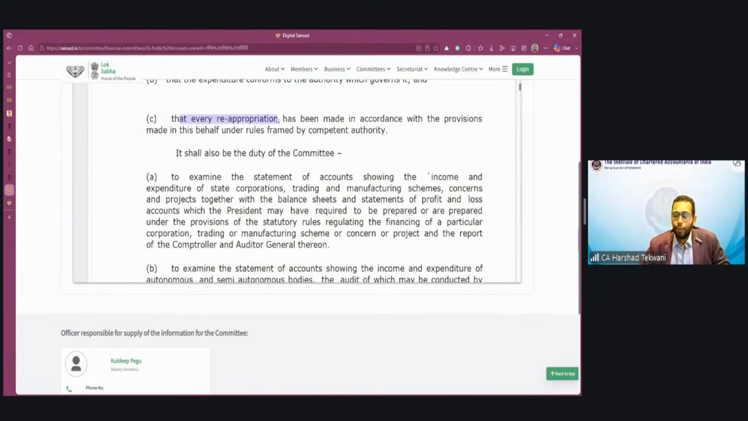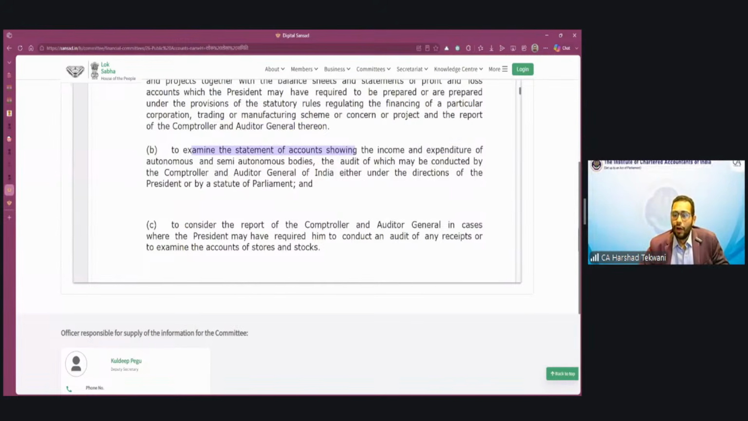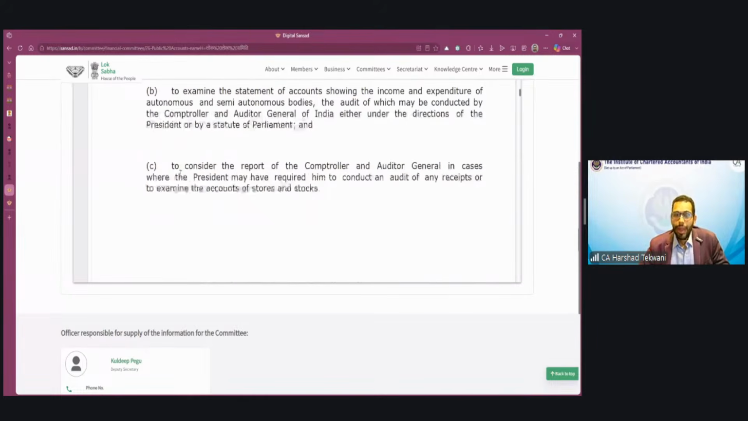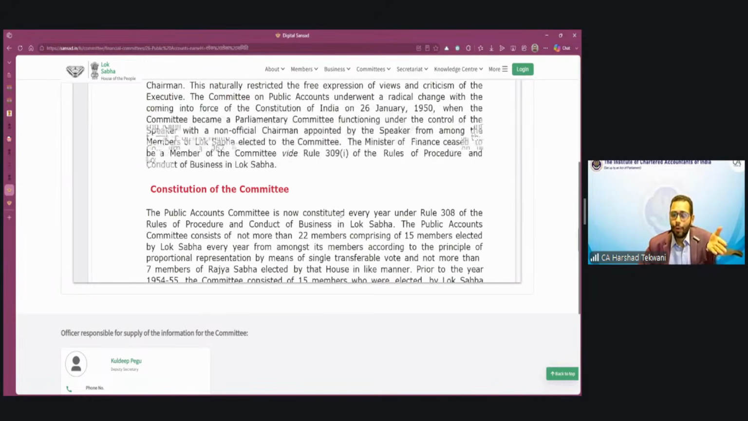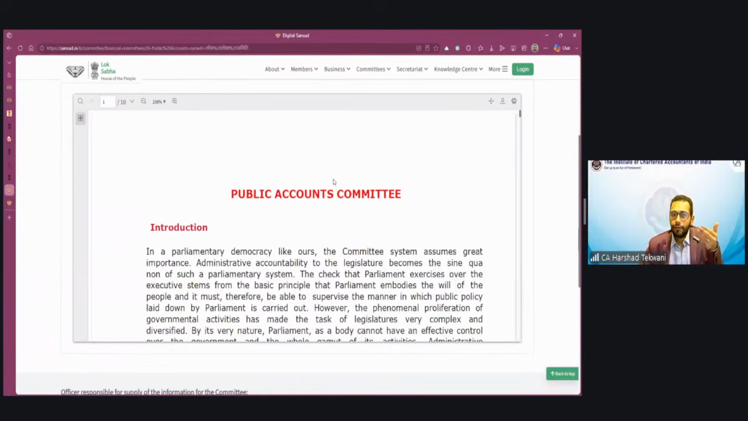That every reappropriation has been made in accordance with the provisions. To examine the statement of accounts of the government. To examine the statements of accounts showing income and expenditure of autonomous bodies. To consider the report of the CAG in cases where the President requires him to conduct an audit in case of receipts or examination of accounts. So there are some reports and they will look at some expenditures from that perspective.